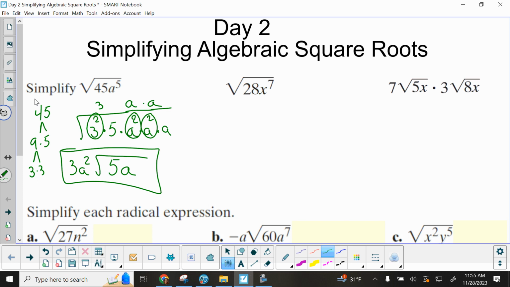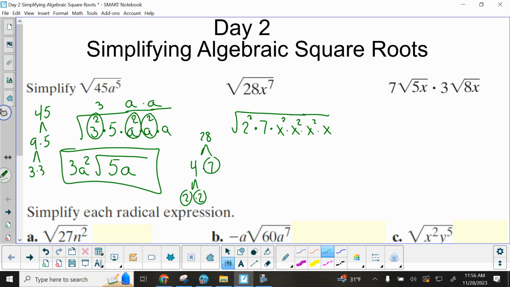Let's try it again. So radical 28, x to the seventh. So 28, I know I can break up into 4 times 7 and 2 times 2. So here are my factors, my prime factorization. So I have 2 squared times 7. And then I have x squared, that's x to the fourth, x to the sixth, and x.